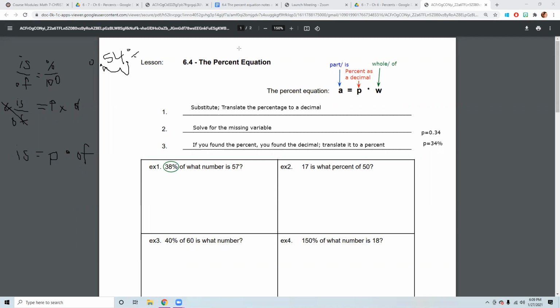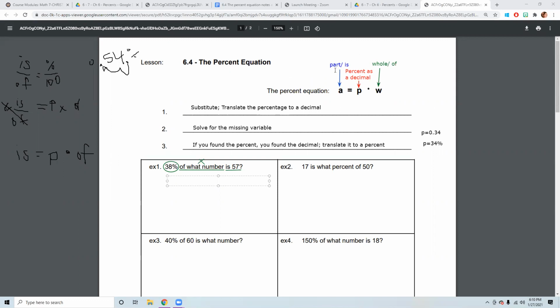As I'm reading it, I see the word of, and so I know that's going to start something. So of what number? And then I run into the word is, so I'm stopping here. And then I have is 57. And so I've got my 3 numbers written out here. I have my percent, my of, and this is going to end up being an X because we don't know what that number is. And then is 57. And so using that information, I'm going to substitute it into the percent equation, just like it tells me to do in step number 1.